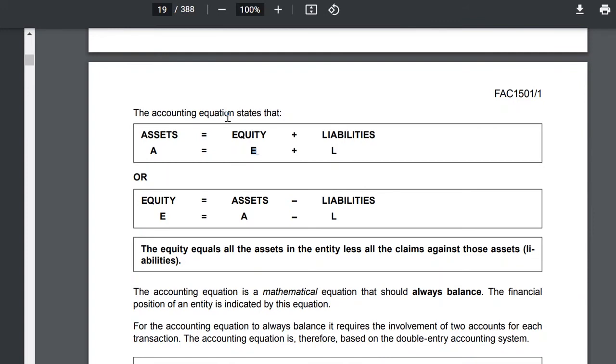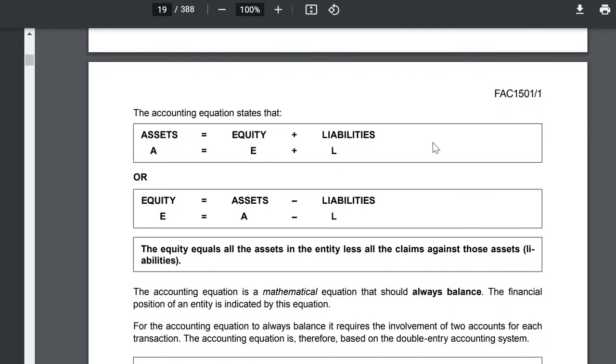When you do the accounting equation, income will always increase equity. When income increases, it will always increase equity. When expenses increase, it will always decrease equity when you do your accounting equation.